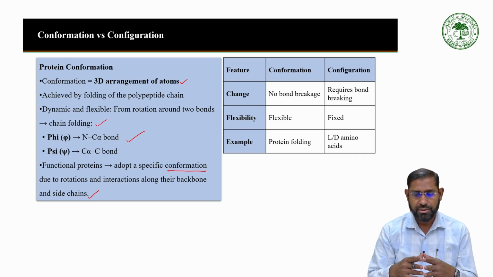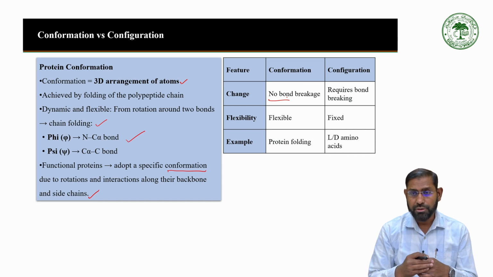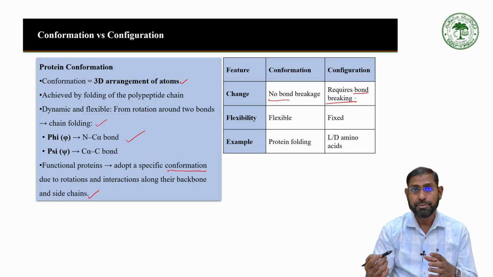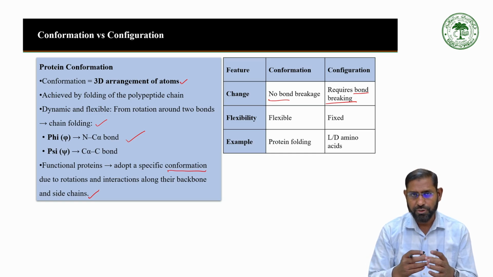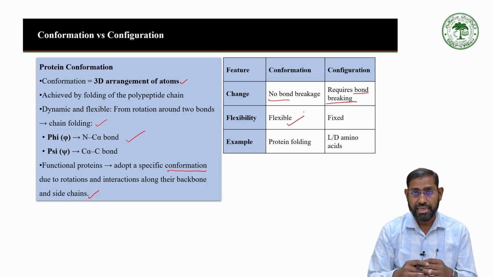The differences between conformation and configuration: in features, changes in conformation have no bond breakage, no bond break. But in configuration, there is bond breaking. If configuration changes in a protein, then bonds are broken. Flexibility: conformational changes have flexibility, but configuration changes have no flexibility. It is fixed in nature.